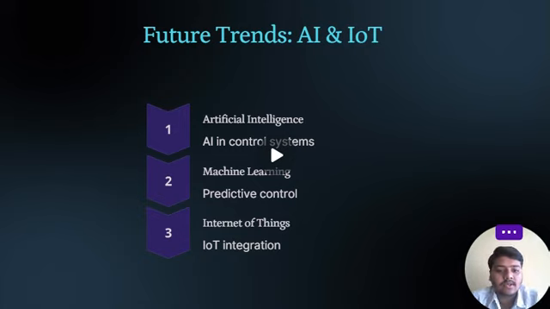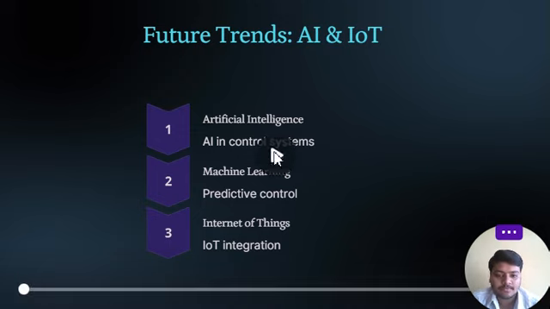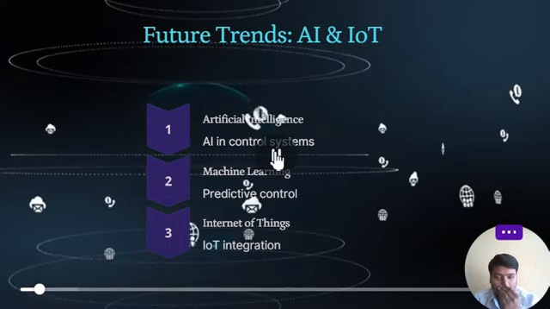Our next slide is future trends, AI and IoT. First one is artificial intelligence, AI in control systems. Second one is machine learning, predictive control. Third one is Internet of Things, IoT integration.